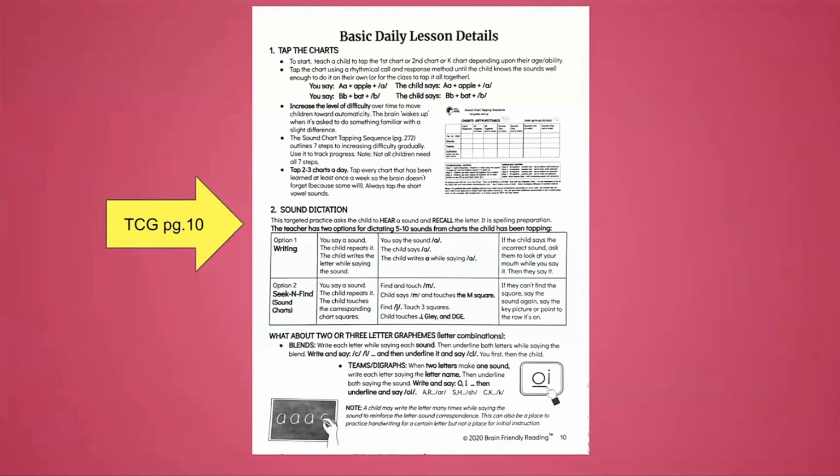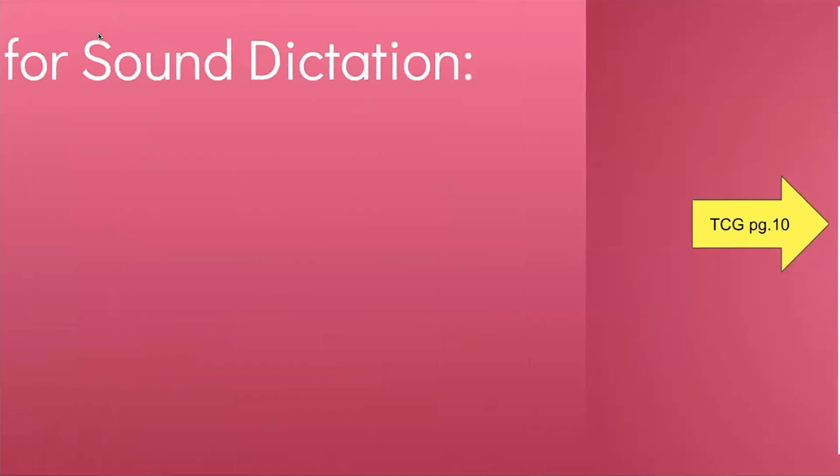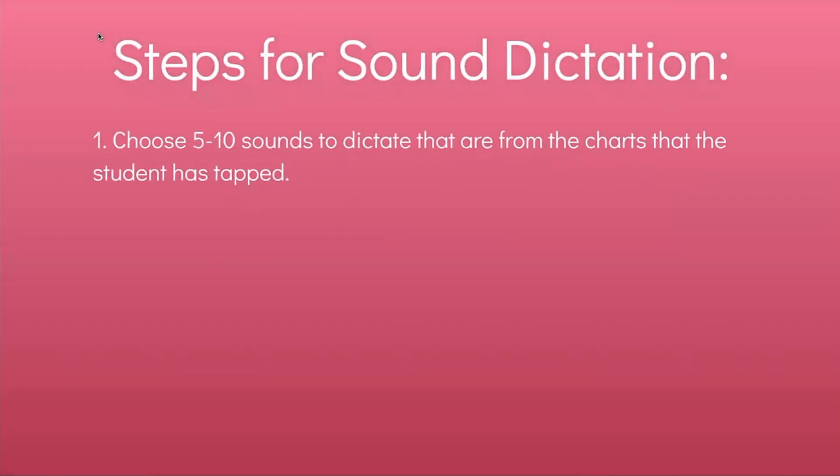So in your second edition Teacher Companion Guide, you can refer to this page for specific information about when and how to lead the sound dictation activity. But here are the steps for sound dictation. First, you want to choose 5 to 10 sounds to dictate that are from the charts that the student has already tapped.